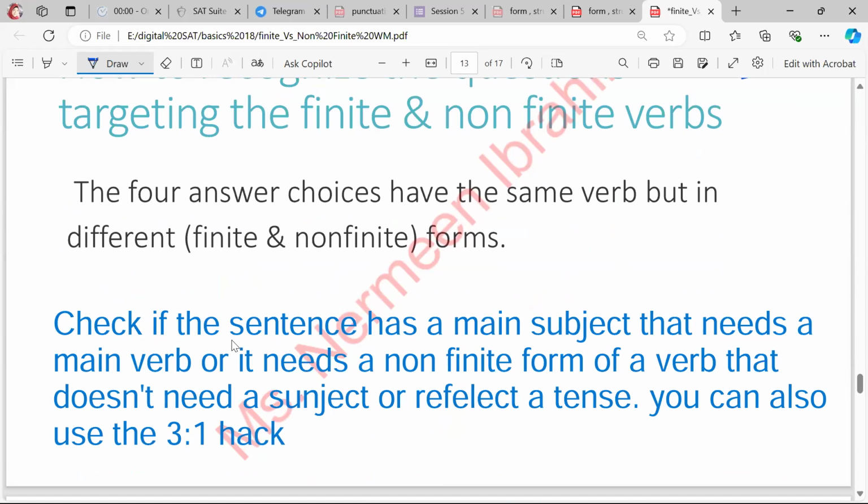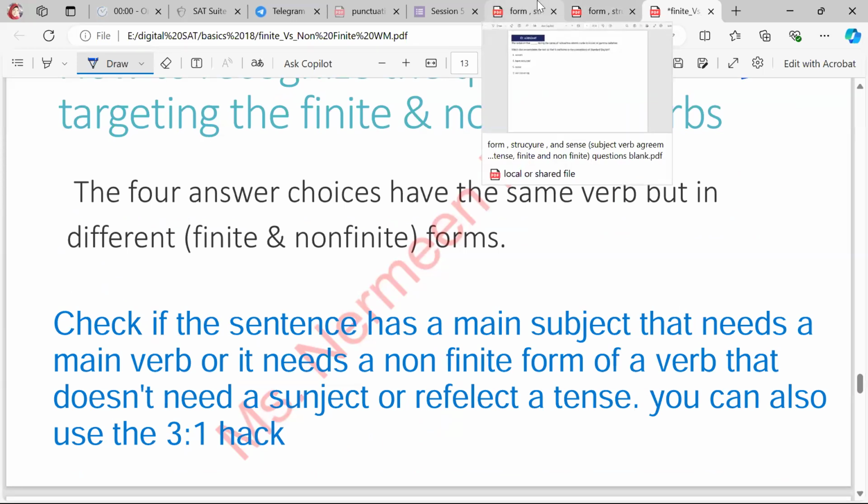Like what? We don't understand. Okay, let me show you something. Look here.